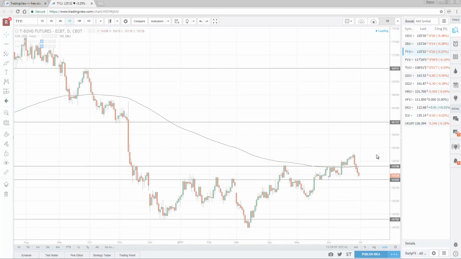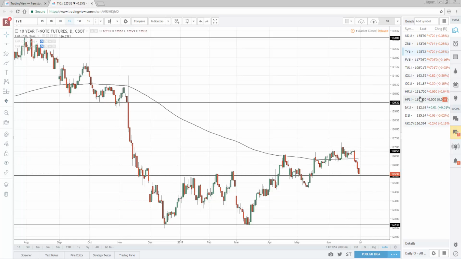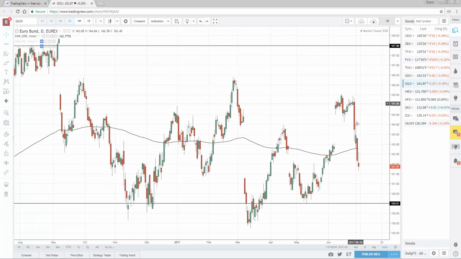The 10-year, similar story, right? Pulling back as well. If you look at the bond, right? Pulling back as well. So you can see that generally the bond markets are retracing or trading lower over the past couple of weeks. So that is for the bond markets.